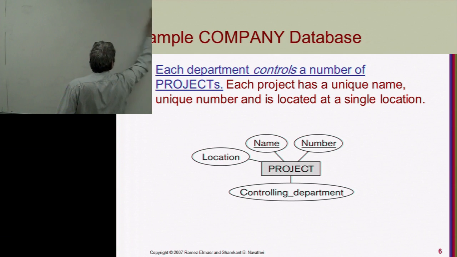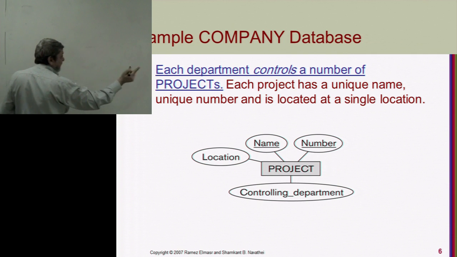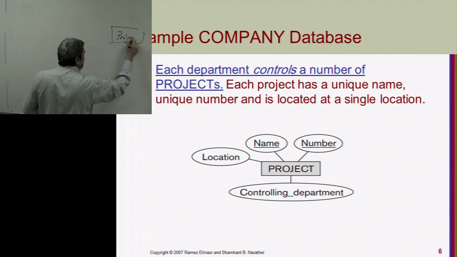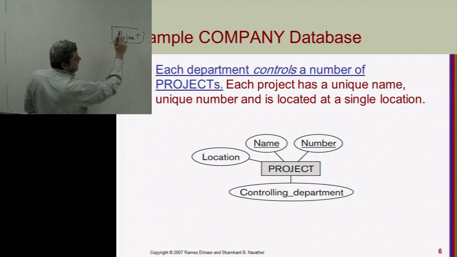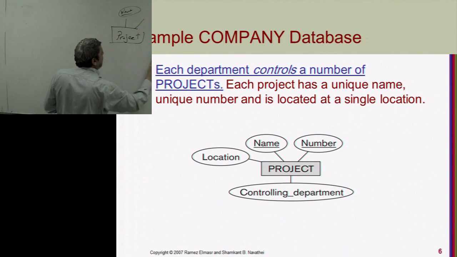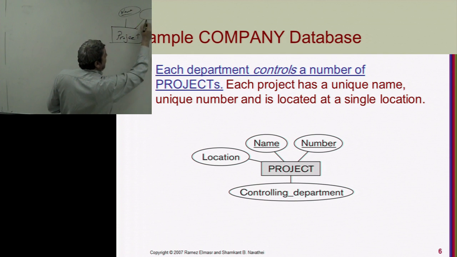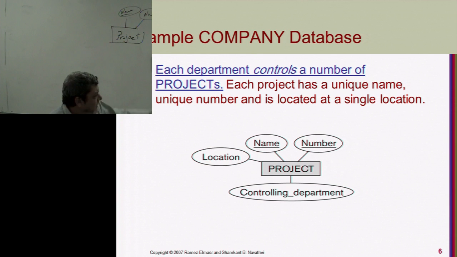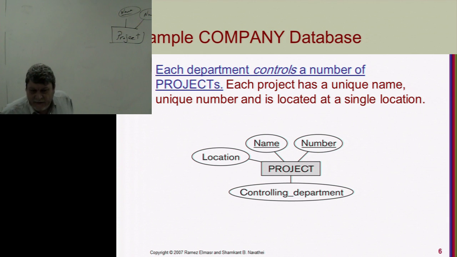And you will be surprised. We have a project name. Why the underlines? Because they are key. Number. Because it says unique. Look at this. A unique name means no two departments have the same name. A unique number. No two departments have the same number. So this is unique. If it is unique, then it is a candidate key.